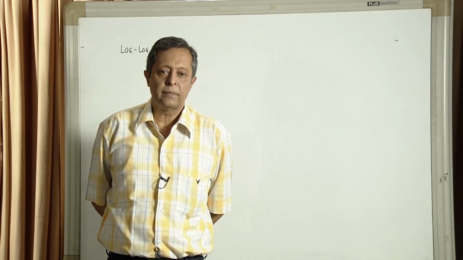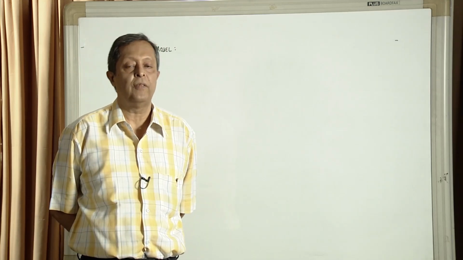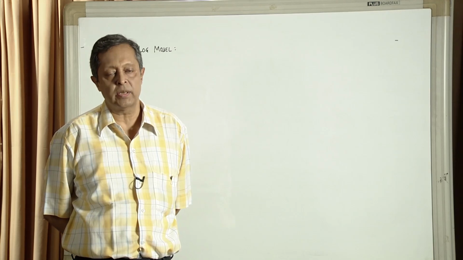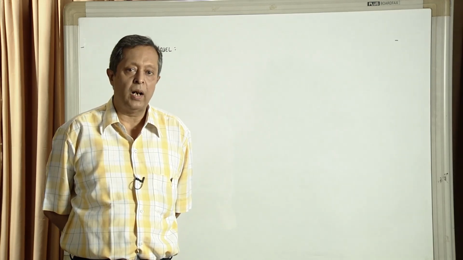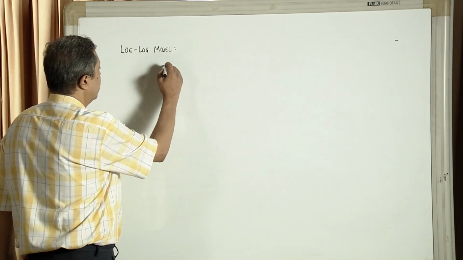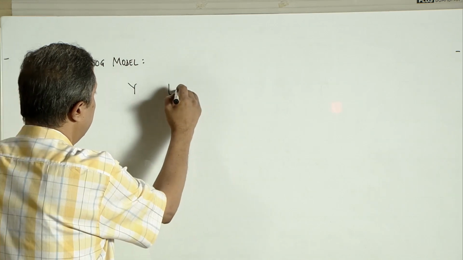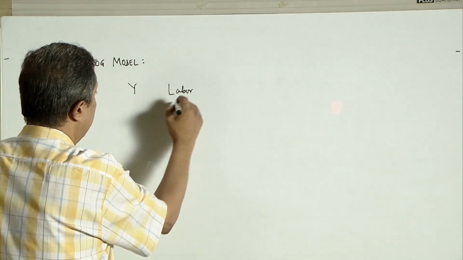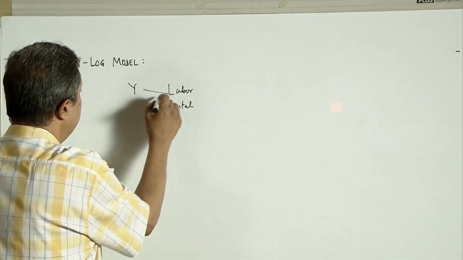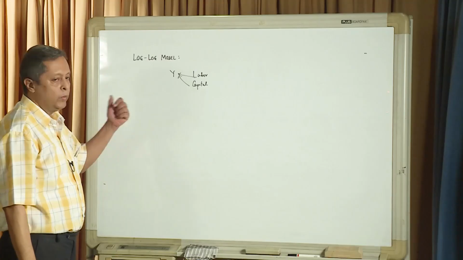In economics, we often use a concept called the production function. So, the production function basically shows output as a function of inputs. Let us say output is Y and there are two inputs, labor and capital. So, Y is produced with the help of labor and capital. How do we write this?